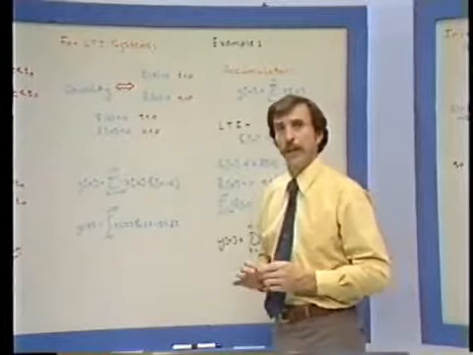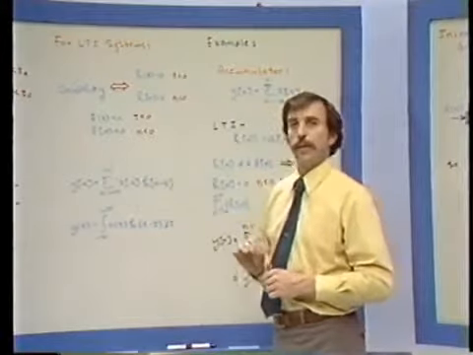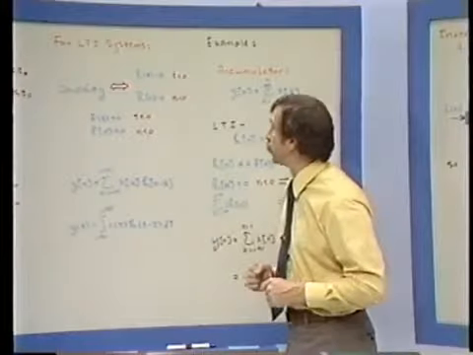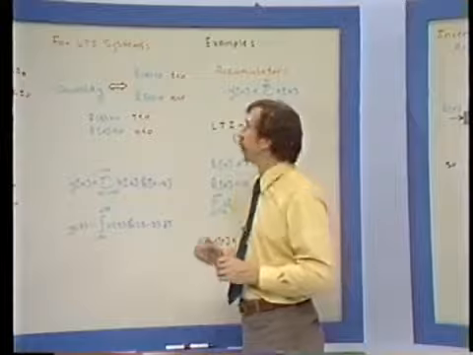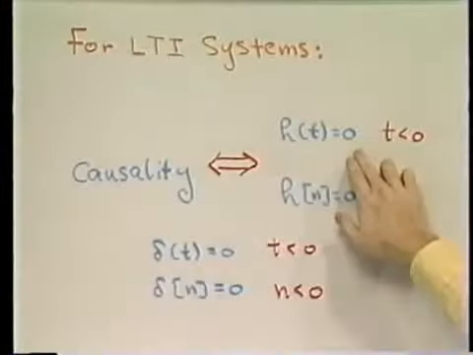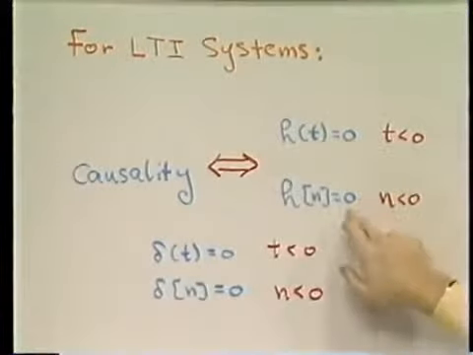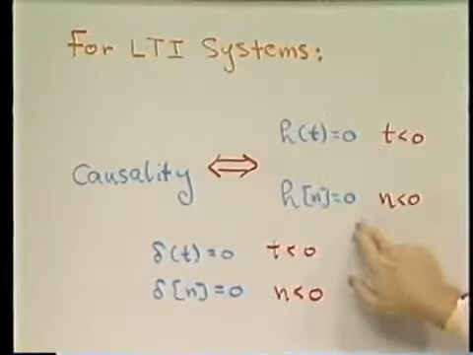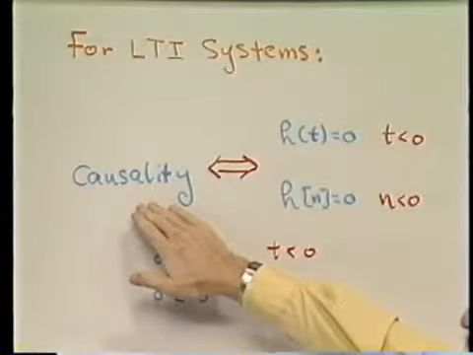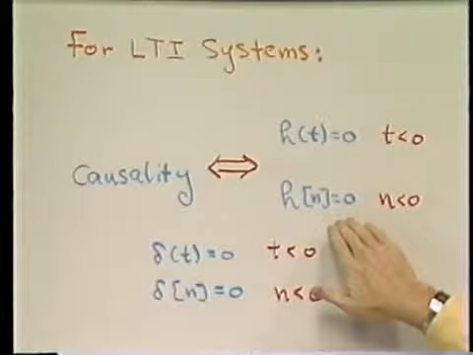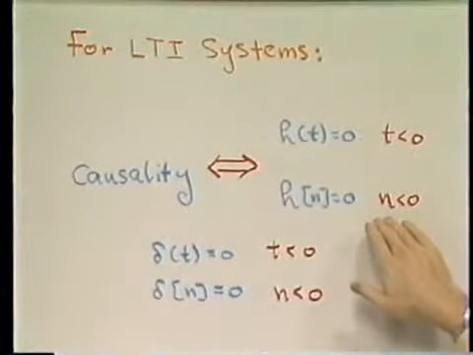In particular, a necessary and sufficient condition for causality in the case of linear time invariant systems is that the impulse response be 0 for t less than 0 in the continuous time case, or for n less than 0 in the discrete time case. So for linear time invariant systems, causality is equivalent to the impulse response being 0 up until t or n equal to 0.